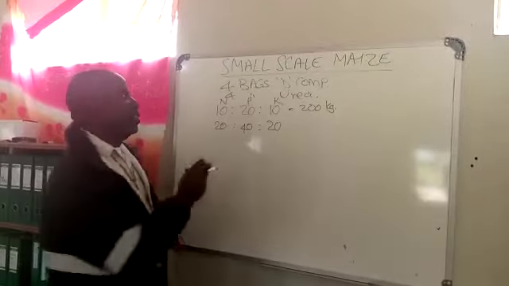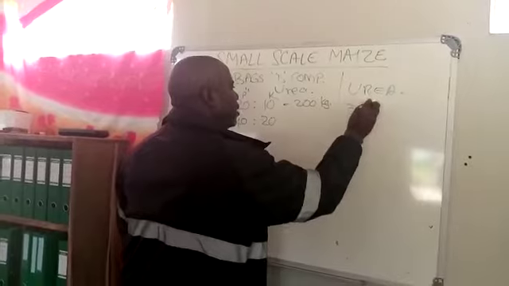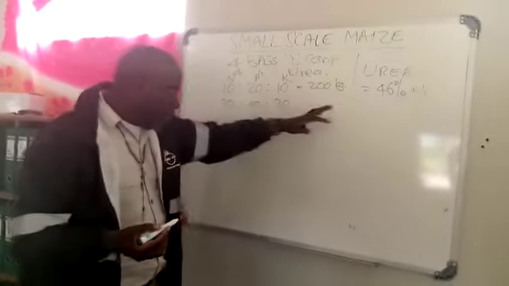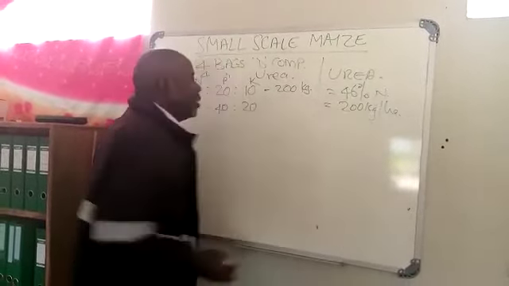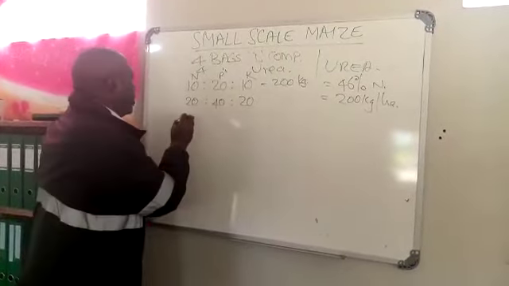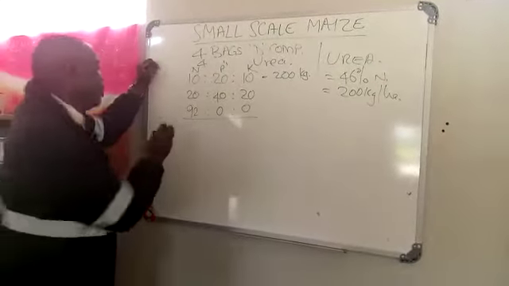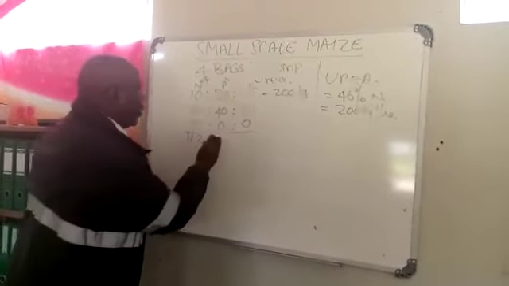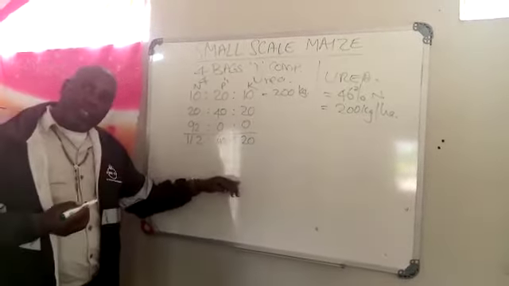Urea is 46% nitrogen. So again, 46% of 200 kgs of urea, because 4 bags is equal to 200 kgs per hectare. So out of urea, 46%, 200 kg will give us 92 nitrogen. So there we go. And 0 there, and 0 there. So our total nutrients add up to 212 nitrogen, 40 P, and 20 K.